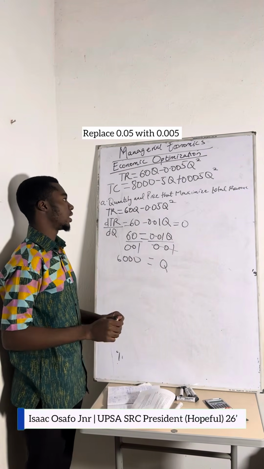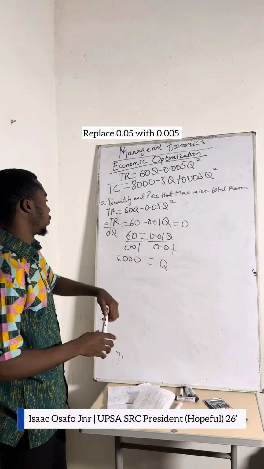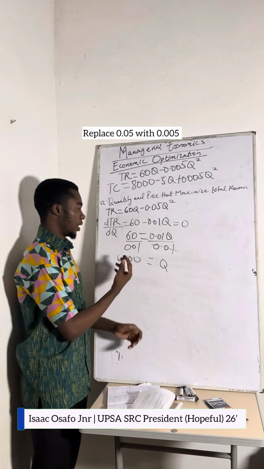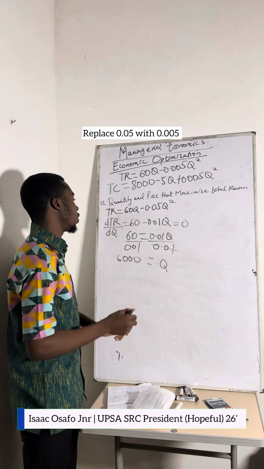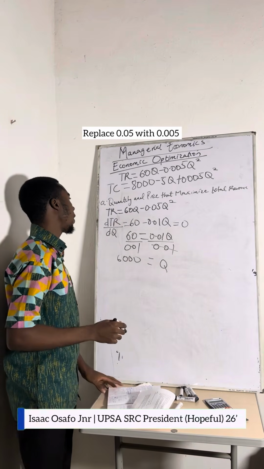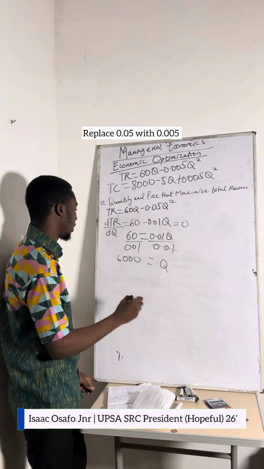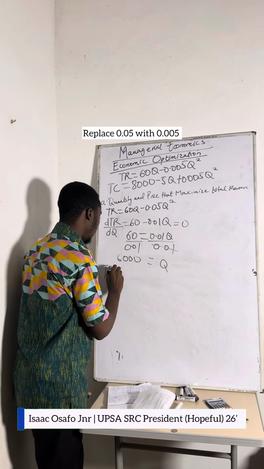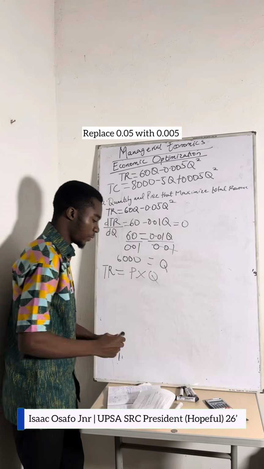So the quantity that will maximize the firm's sales revenue, or the total revenue, should be 6,000 units. You get it? So that's for the quantity. But they asked for the price and the quantity, so you now have to find the price. We already know that total revenue is price times quantity. I hope you've not forgotten that. The formula for total revenue is price times quantity. So now we need to find the price.